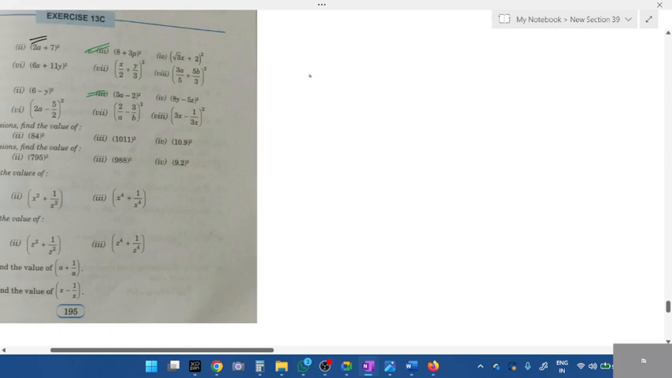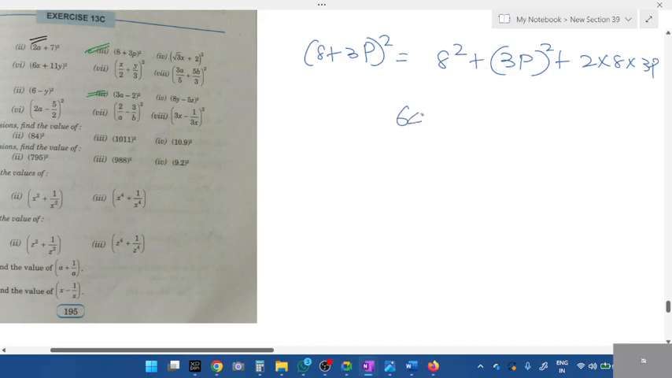Look, first main, third one. 8 plus 3p whole square. I'll do it directly. 8 square plus 3p the whole square plus 2 into 8 into 3p. What's the answer you got? 64 plus 9p square plus. Respond, students.